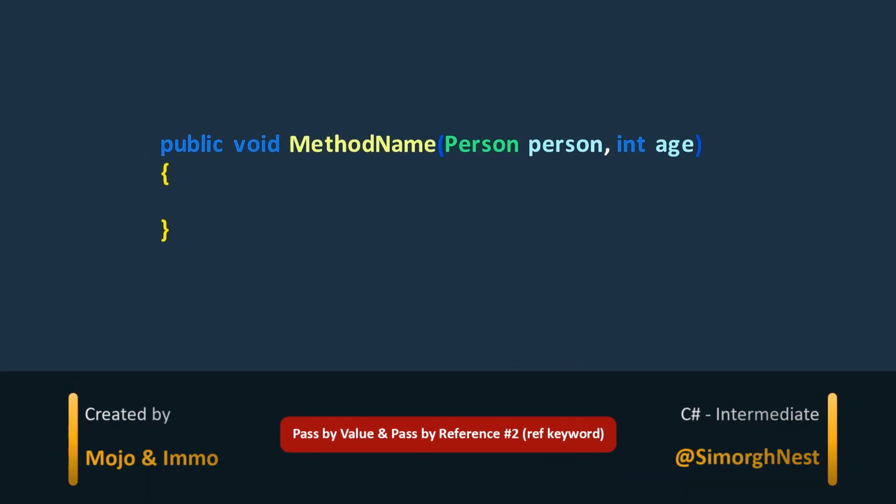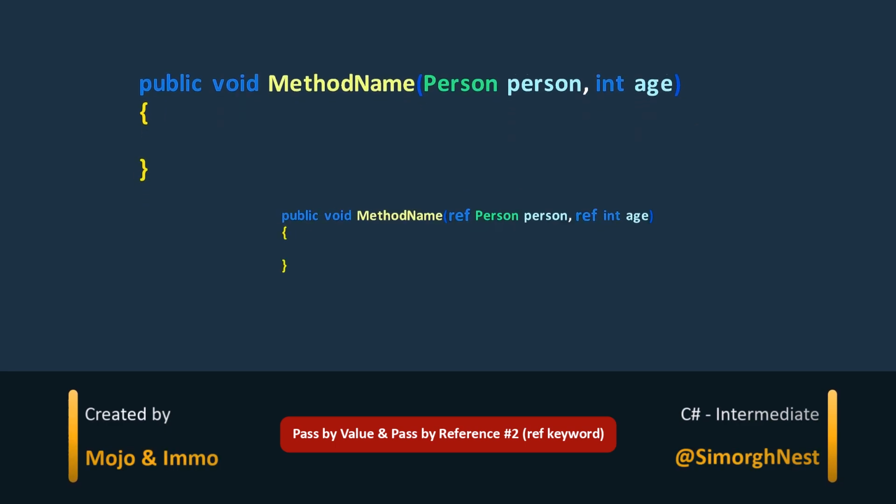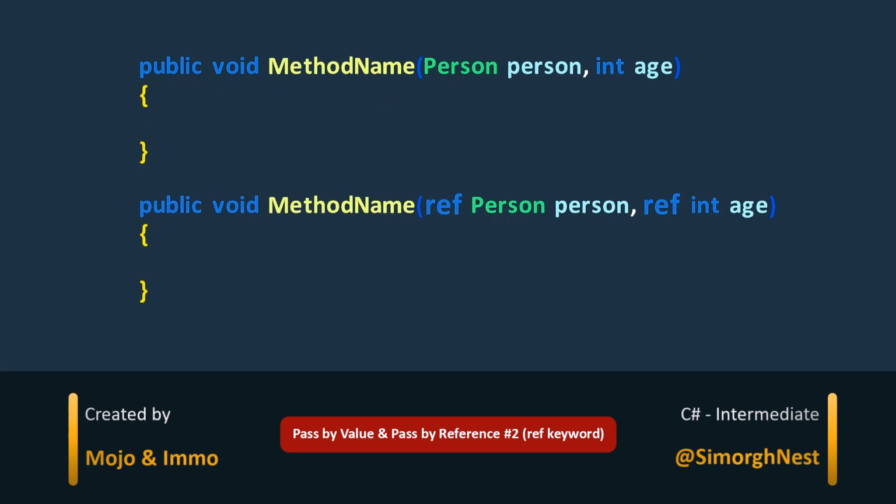In this lecture, we'll continue from the previous lecture where we discussed pass a parameter by value. Now, we'll talk about pass a parameter by reference. When we want to pass a parameter to a method using the pass by reference technique, we use the ref keyword.